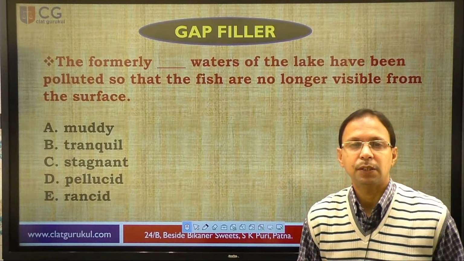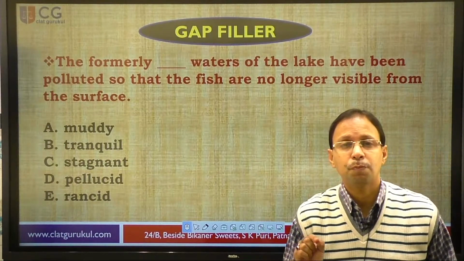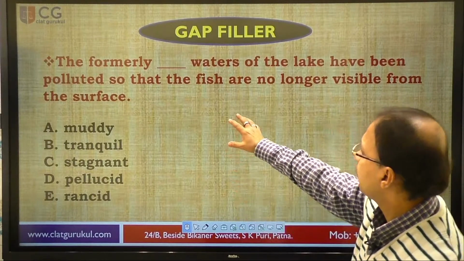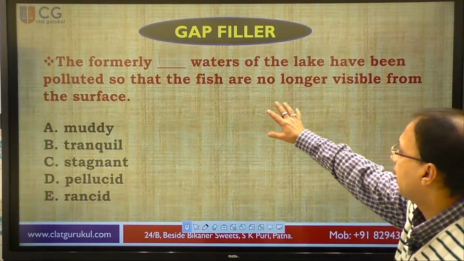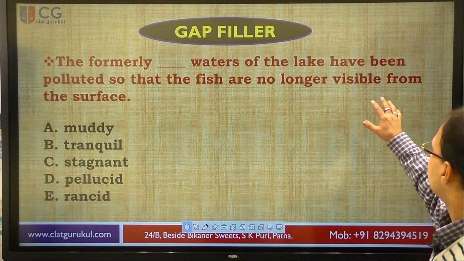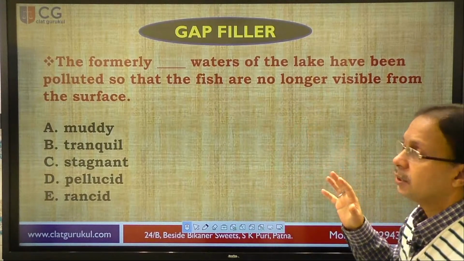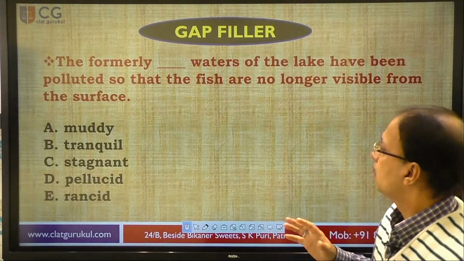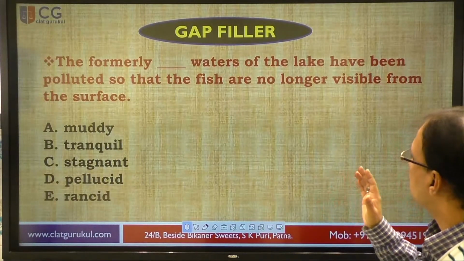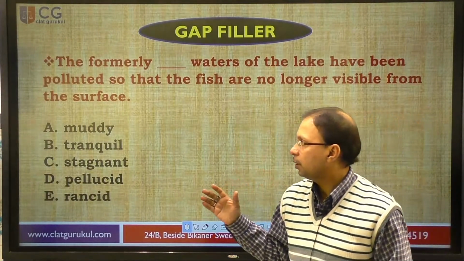So sometimes it happens that from the second blank, if you move forward, you can easily understand what should be in the right slot or what should be in that proper blank. Now, if the question is just like this one: the formerly dash waters of the lake have been polluted so that the fish are no longer visible from the surface. Now, what does the sentence actually want to convey? So, what should be the correct answer?